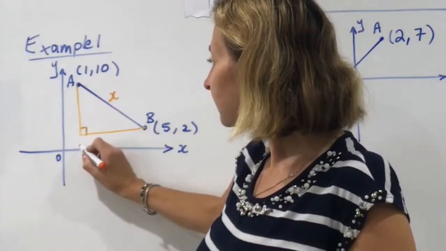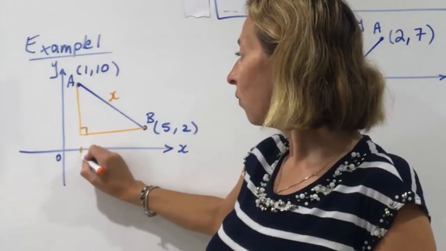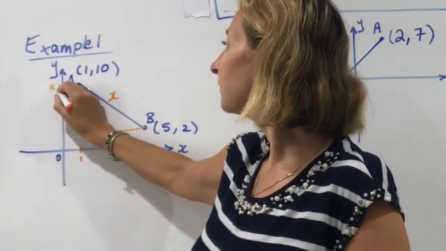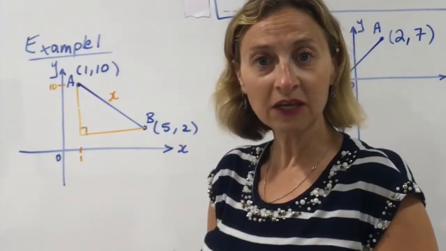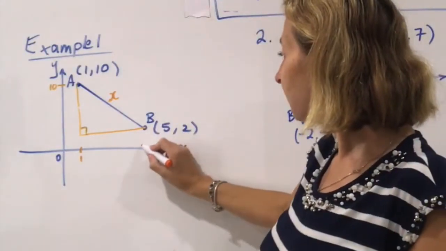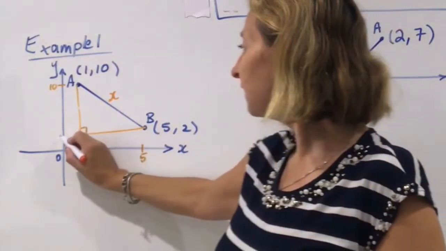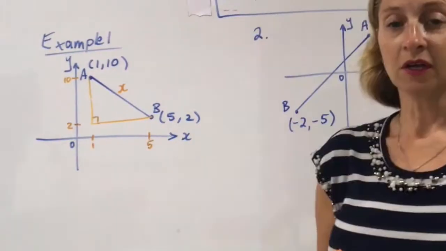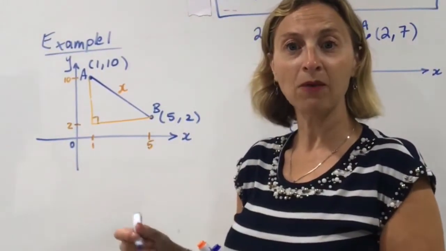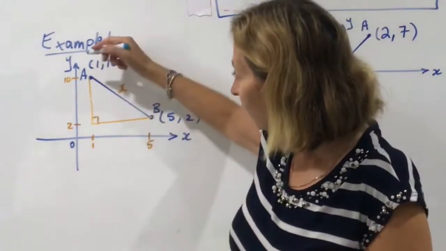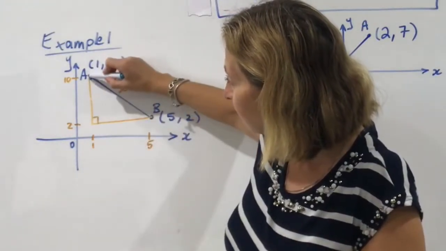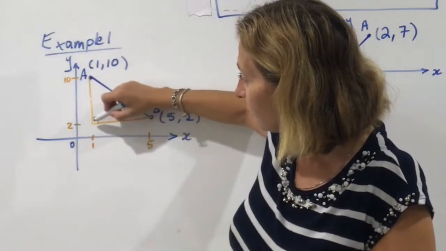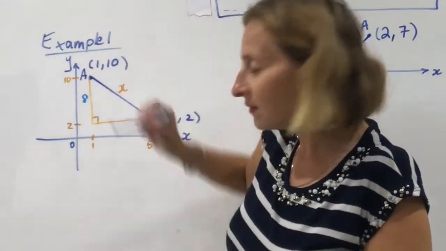The coordinates of point A are 1, 10. If it helps you to write them on the side, then you should do that. The coordinates of point B are 5 and then 2. So I can find the length of my right angle triangle quite easily. What's the length of that distance there? It'll be from 10 to 2. So that distance there is 8.